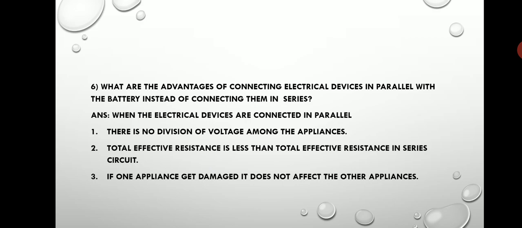And the last one is, if one appliance gets damaged, it does not affect the other appliances. So if any one gadget gets damaged, the other appliances connected will work normally. That is the main advantage. Because of that, in domestic circuits, they prefer the parallel connection.